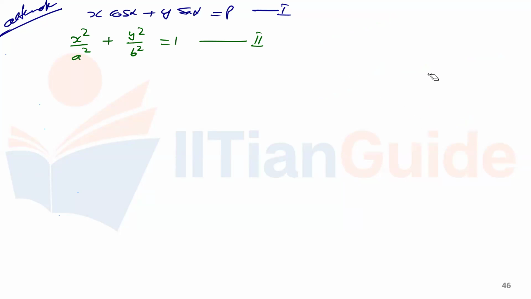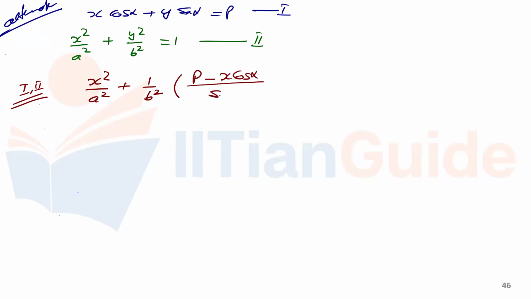Are we getting the point of intersection? Are we not getting the point of intersection? And how many points of intersection are we getting? I am going to solve 1 and 2 simultaneously. So equation number 1 and 2. I am writing equation number 2, x square upon a square plus y square upon b square. I am writing the value of y in terms of x from equation number 1. The value of y I am getting is p minus x cos alpha divided by sin alpha. This is the value of y. Its square is equal to 1.